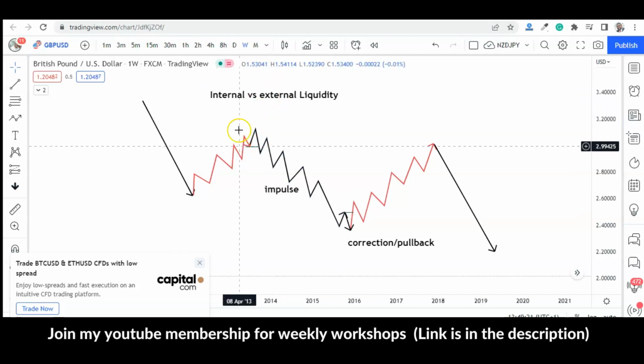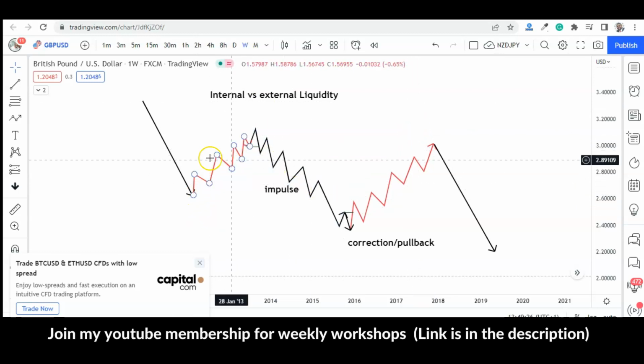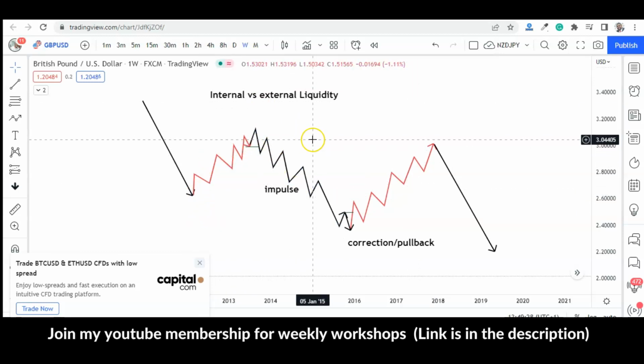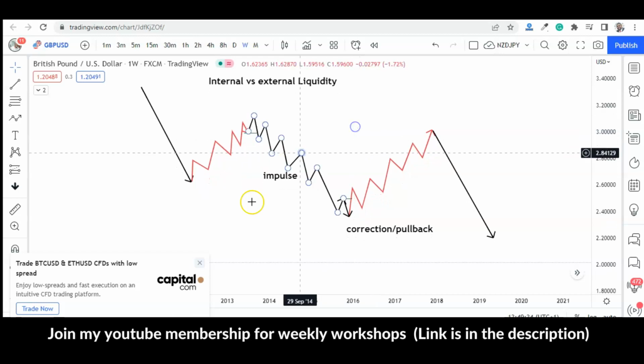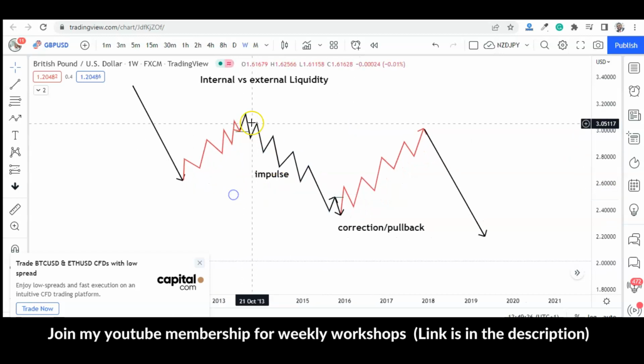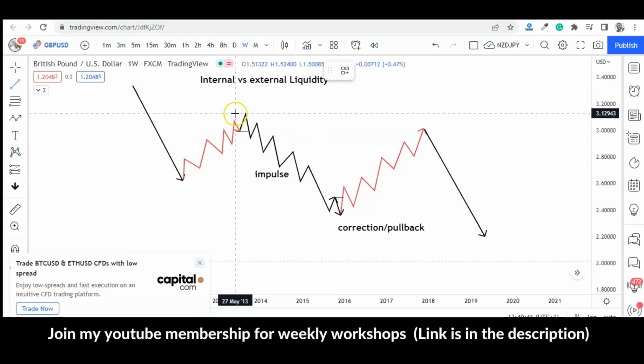What are you going to learn today? You're going to learn how institutional order flow is being moved around within the market and what you should be doing when you have internal break of structure and what you should be doing when there is internal liquidity. So first of all, what is internal liquidity? Internal liquidity is simply liquidity that is being generated within a trading range.